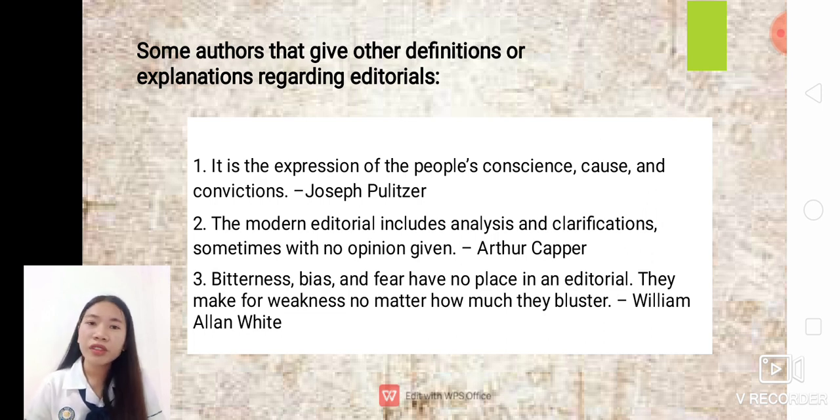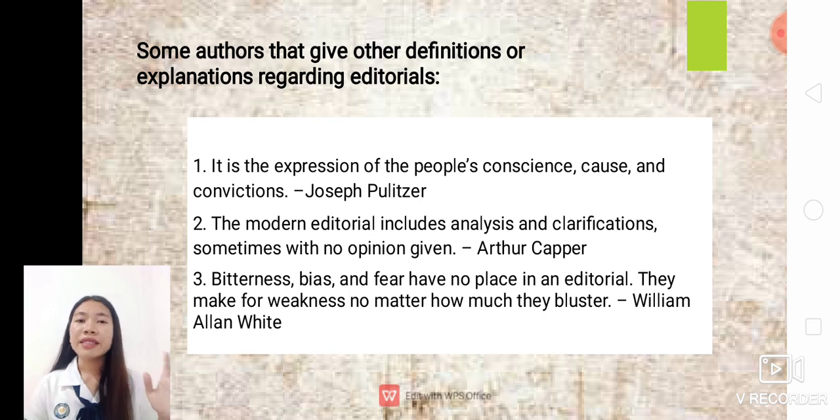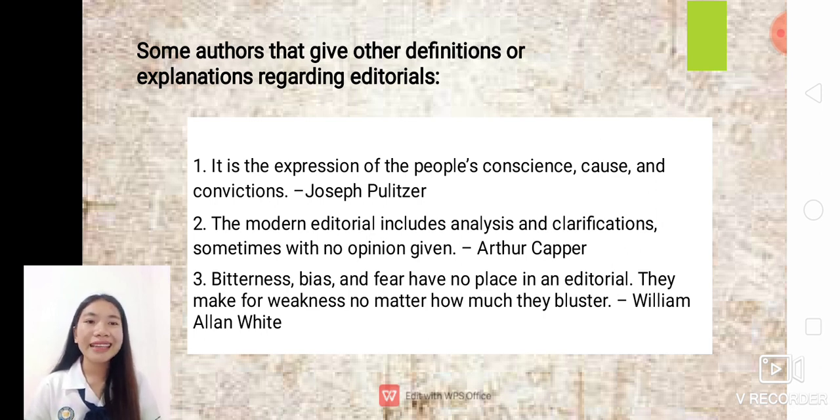Now let's move on to the third one. Bitterness, bias, and fear have no place in an editorial. They make for weakness no matter how much they bluster. From William Allen White. So again, he says, bitterness, bias, and fear have no place in an editorial. They make for weakness no matter how much they bluster.